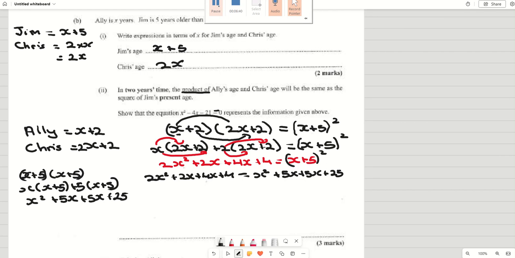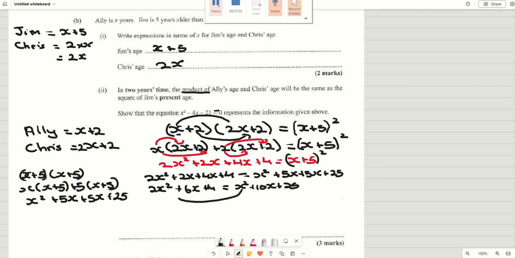So we're going to make this whole entire thing equal to 0. First off, let's reduce it: 2x squared plus 2x plus 4x is 6x plus 4, which is equal to x squared. 5 and 5 is 10, so that's plus 10x plus 25.